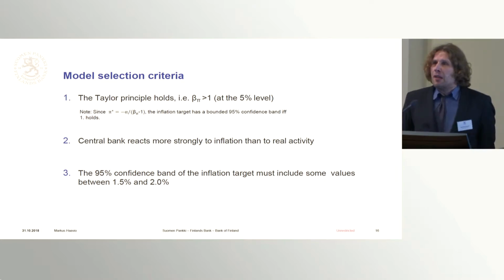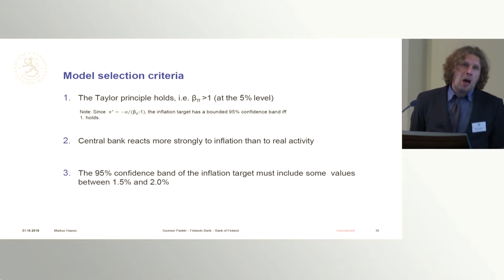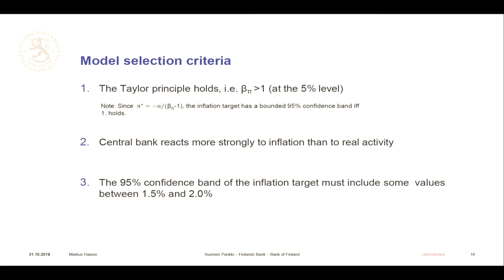So we really estimate these 750 model specifications, and of course we cannot think that all of them are good descriptions of ECB monetary policy, so we need some model selection criteria. And we used 3 criteria. The first one is that the Taylor principle holds, so that the ECB should react to inflation at least 1-to-1. It's very standard in the literature. Also, the central bank reacts more strongly to inflation than to real activity. That's also very standard. And the third criterion is that the 95% confidence bands of the inflation target must include some values between 1.5 and 2%, which we think is a potential candidate area for this target.